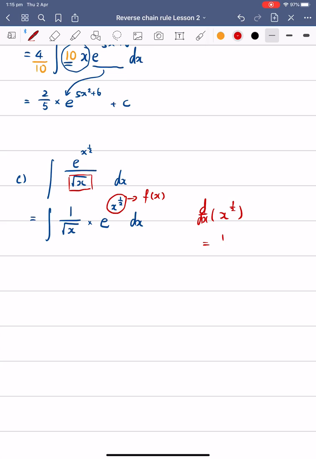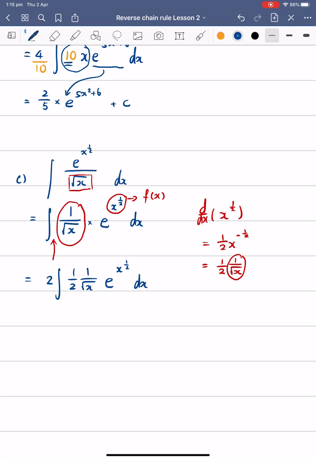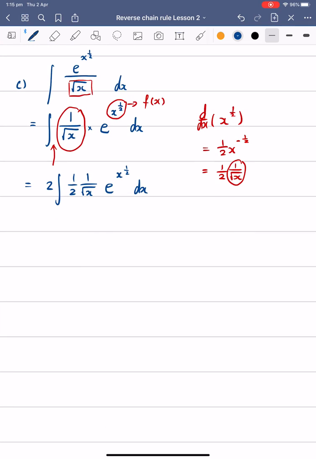So if we differentiate that, we get a half x to the power of negative half, and then we use the index law. We can change that into half times 1 over square root of x. So you do have 1 over square root of x here, which is really good. All you need to do is, right in the front, you do need to have a half. So how do I do it? That's easy. We need a half, so let's put a half here, and let's put a 2 outside, because once you put a half and 2, they cancel out. Then we still write down 1 over square root of x, e to the power of x to the power of half dx. So that way you've got everything you need.